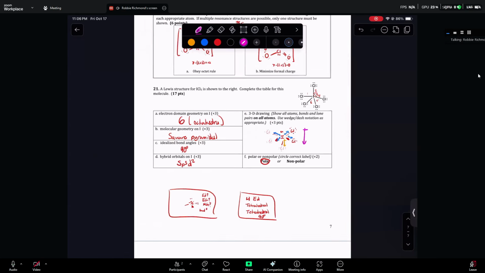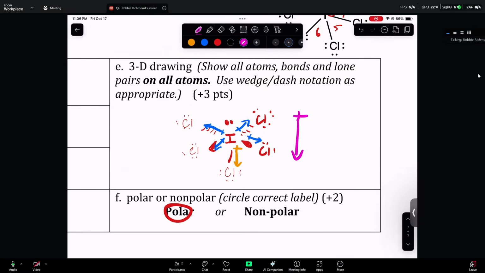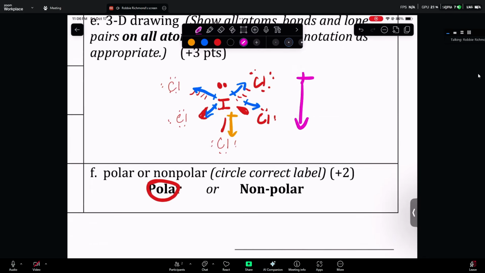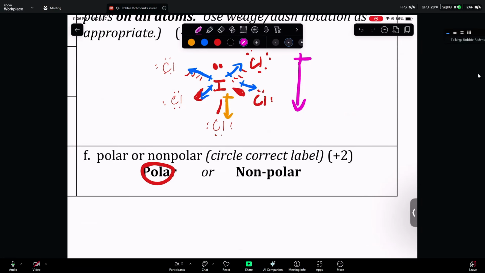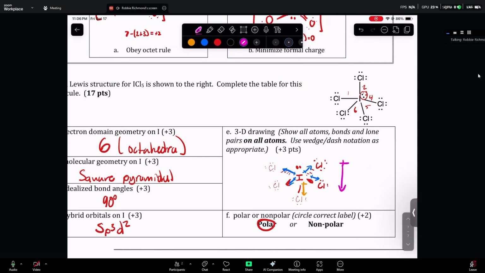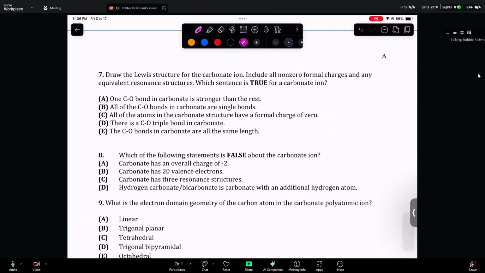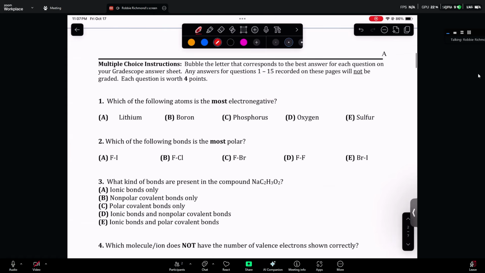And also, you don't have to draw the dipole arrows if you don't want to. That's not part of question E. And for question F, you just have to circle an answer. You don't have to show the dipole arrows if there's any confusion there. Alrighty, we're done with all the free response questions, so let's just dive into the multiple choice.